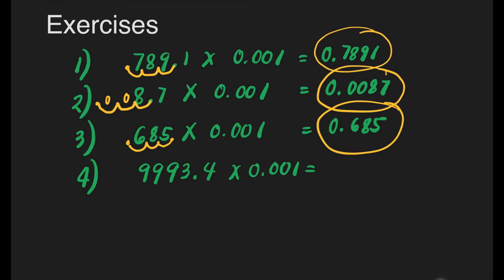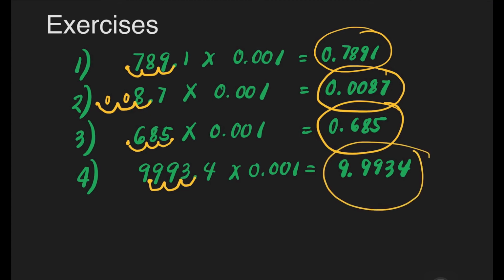For the last number, we will just move 3 decimal places to the left. It's going to be 1, 2, and 3. So the answer will be 9 decimal point 9934. Our answer is 9 and 9,934 ten thousandths. And we're done.